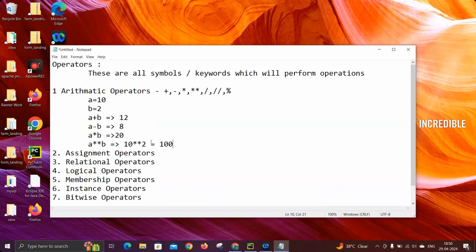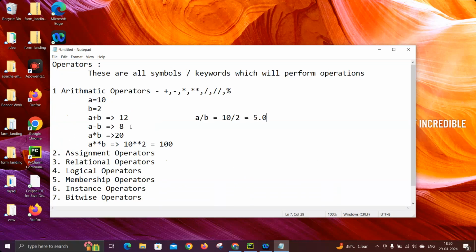I hope you understand. Does anyone have any doubt till this point? Single star means multiplication, double star means power. And similarly, we have other operators. A by B, let's take example 10 by 2. The single slash will always give you float division, that means decimal points. So here it will be 5.0, even though 10 is successfully divisible by 2, it is giving 5.0 rather than 5, because it is a float division.